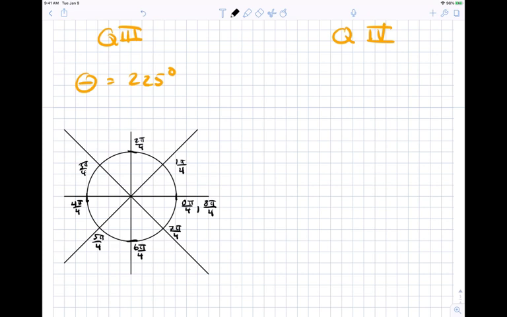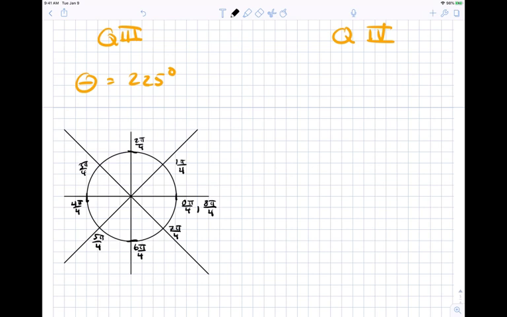Which one at the top? The one next to 2 pi over 4. That's a 3 pi over 4. It goes 1, 2, 3, 4, 5, 6, 7, 8. Is that okay? Okay. So we want 45 degrees in quadrants 3 and 4.